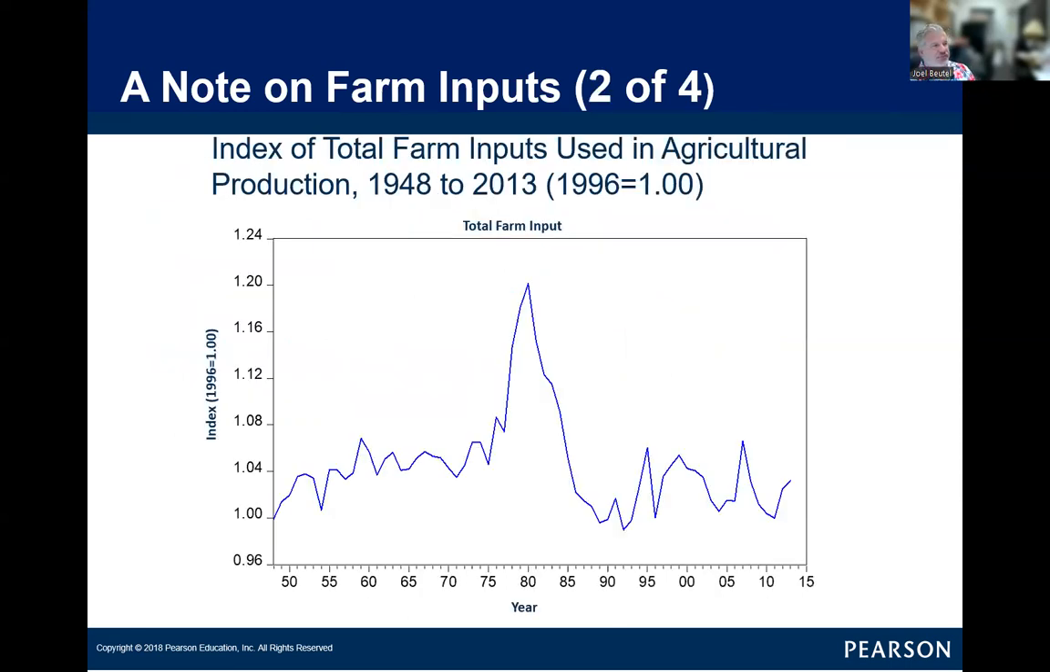So this is the index of farm inputs used in agricultural production from 1948 to 2013. And so what we can see is in 1980, the farm inputs used were expensive, right? Well, I'm kind of jumping the gun there, but anyway, we were at a high in terms of total farm inputs, but for the most part, we're spending between that 1 to 1.04 index level, which means that there's very little change in the amount of farm inputs used, except for that period in the 80s. For the most part, farm inputs have remained constant, while, by the way, farm outputs have gone up over time, if you go back to the old slides.